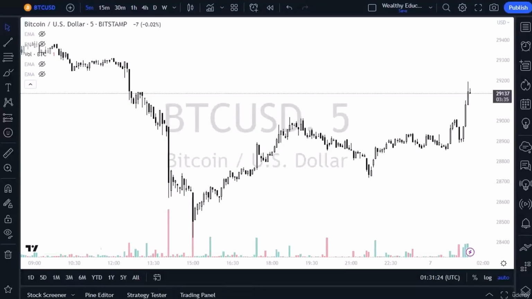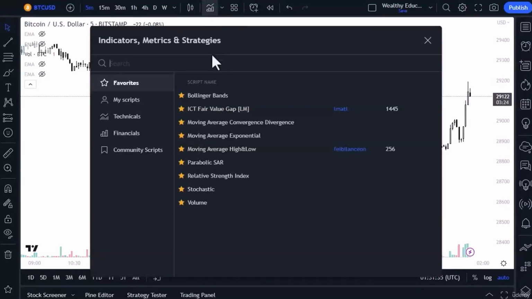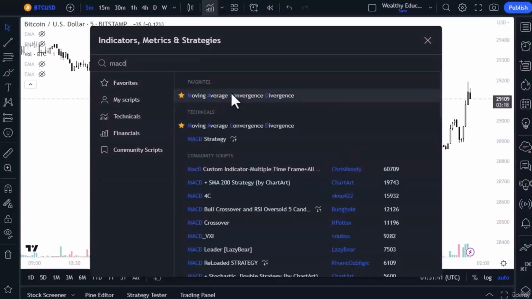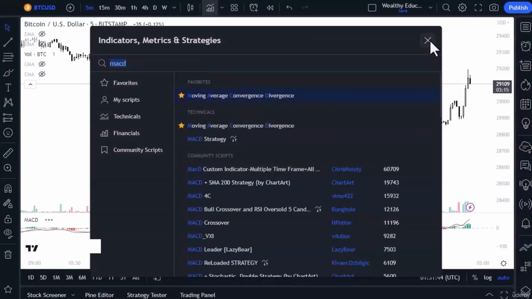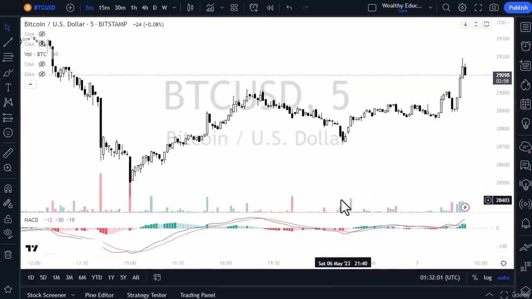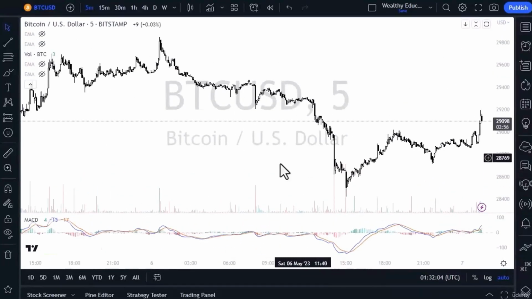In this video, I'll take a look at the MACD, which is short for Moving Average Convergence Divergence. Let's start by pulling up the indicator. You click on the indicator button, and you can do MACD, Moving Average Convergence Divergence. Click on that, and you can see the indicator pops up in this little window down here. Basically, what this does is it measures when two moving averages are either converging or diverging, and what this shows is momentum.